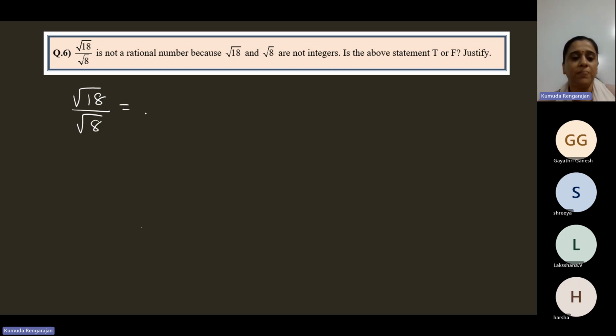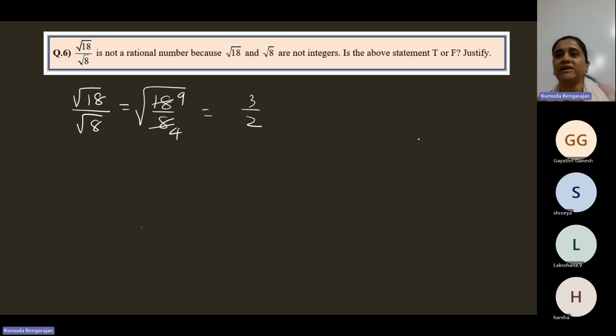So how to simplify? It's nothing but square root of 18 by 8, right? So 2 nines are, 2 fours are. So it is square root of 9 by 4, which is 3 by 2. Now we have simplified the expression given. The value of this expression is 3 by 2.